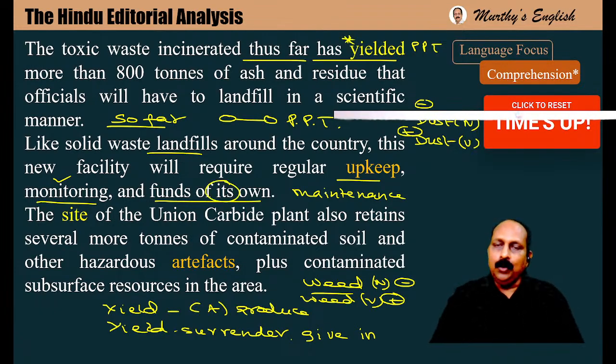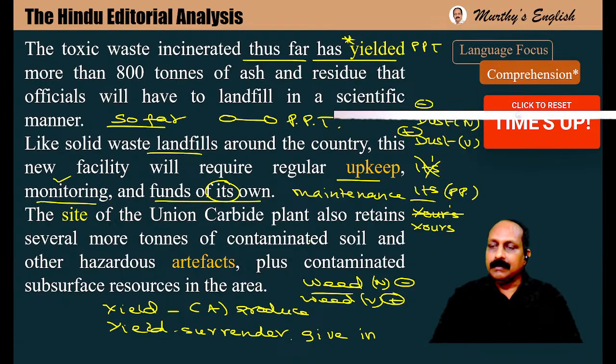And "its own." I told yesterday also, it's wrong. It's can be, if you see somewhere, short form of it is or it has. But as a possessive pronoun, it never takes an apostrophe. Common error, people write in letter writing "yours" with an apostrophe. It is wrong. It should be yours. Because possessive pronouns never take an apostrophe. Do remember.